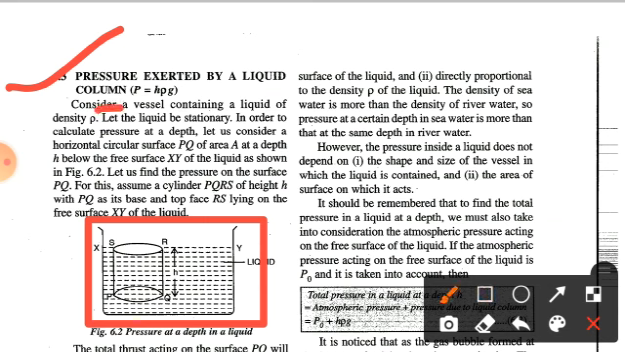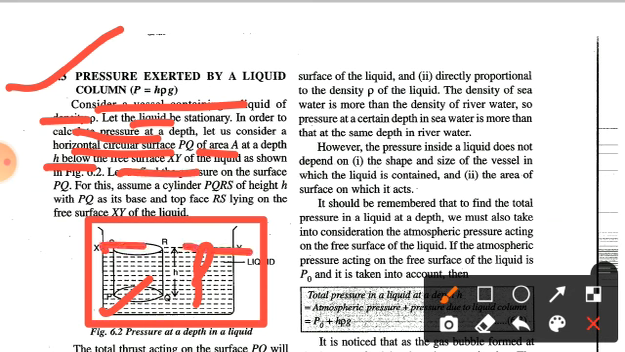Let us suppose a vessel which is containing a liquid of density rho. We are supposing that the liquid is in a stationary position in this vessel. In order to calculate the pressure at depth, let us consider the horizontal circular surface PQ. You can see here from this figure, this is PQ, which has area A and is at a depth of h below the free surface XY. This is your free surface XY.